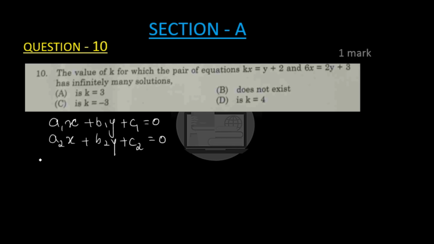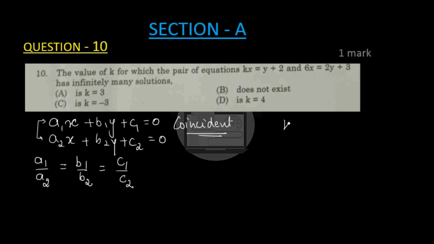Infinitely many solutions means the lines are coincident, and that is possible when the ratio of a1, a2, the ratio of b1, b2 and the ratio of c1, c2, the coefficients of x, y and the constant terms ratio are all same. This is the condition for the two linear equations to be coincident or have infinitely many solutions. Okay, so in our case, first let us bring all the terms to one side. So kx is equal to y plus 2. So I'll write the equation as kx minus y minus 2 equals to 0.